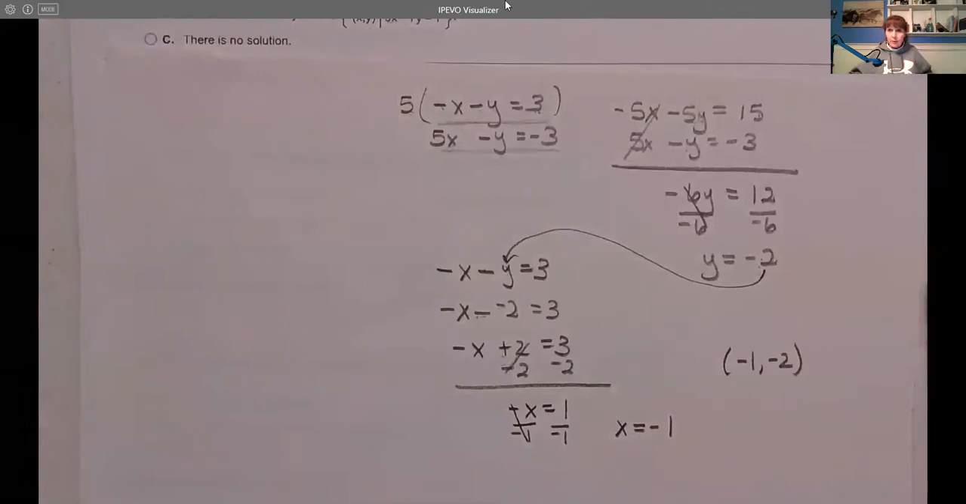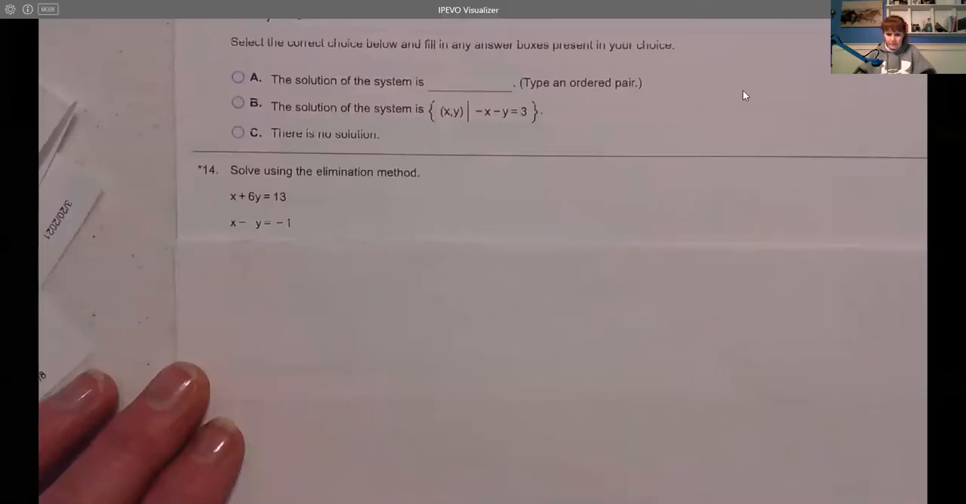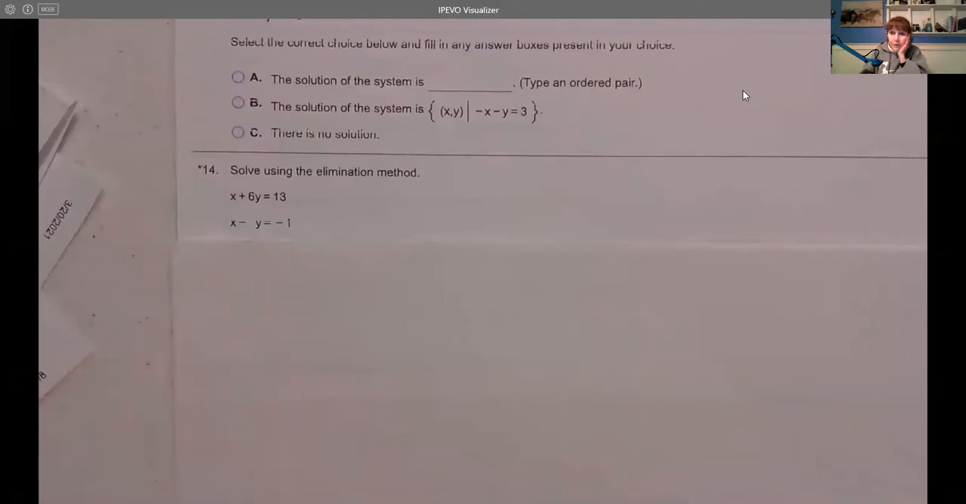Let's look at another one real quick. All right, we're going to look at another one, and this will probably be the last one we look at. You only have a couple of these where you're going to have to multiply by something in order to make one of the variables drop out. So for the most part, they'll be pretty simple. Just a couple of these. There aren't too many problems on this assignment.